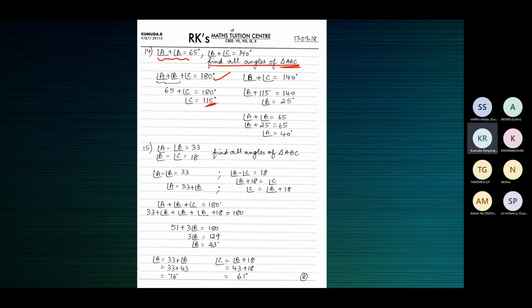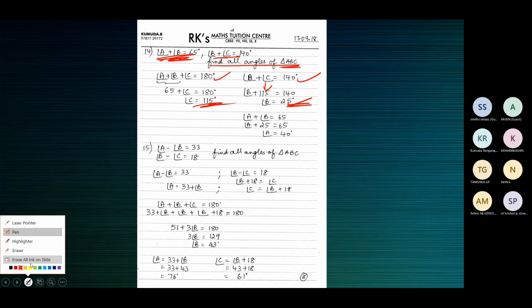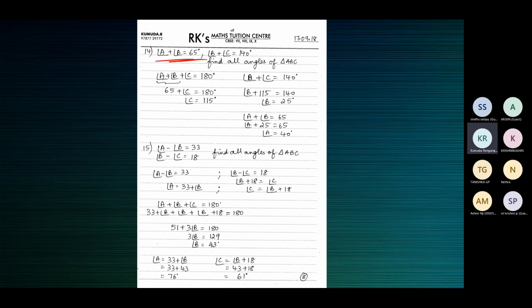Now you know C. Using B plus C, which is 140, and C is 115, so B plus 115 is 140. B is equal to 25 degrees, 140 minus 115. Now you know C and B, and you have to find A. A plus B is 65, so A plus 25 is equal to 65. So A is equal to 40 degrees.